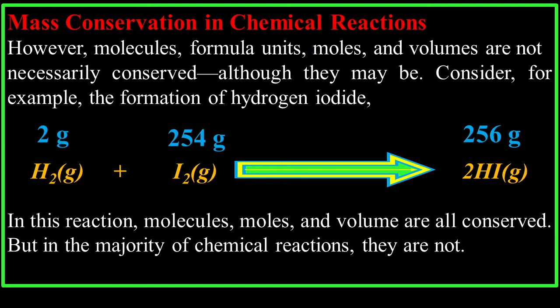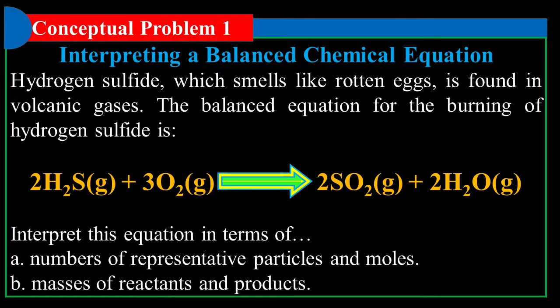However, molecules, formula units, moles, and volumes are not necessarily conserved, although they may be. Consider, for example, the formation of hydrogen iodide. The formula is H2 plus I2 yields 2HI, 2 plus 254 yields 256. In this reaction, molecules, moles, and volumes are all conserved, but in the majority of chemical reactions, they are not. Interpreting a balanced chemical equation, otherwise known as the stoichiometric equation.